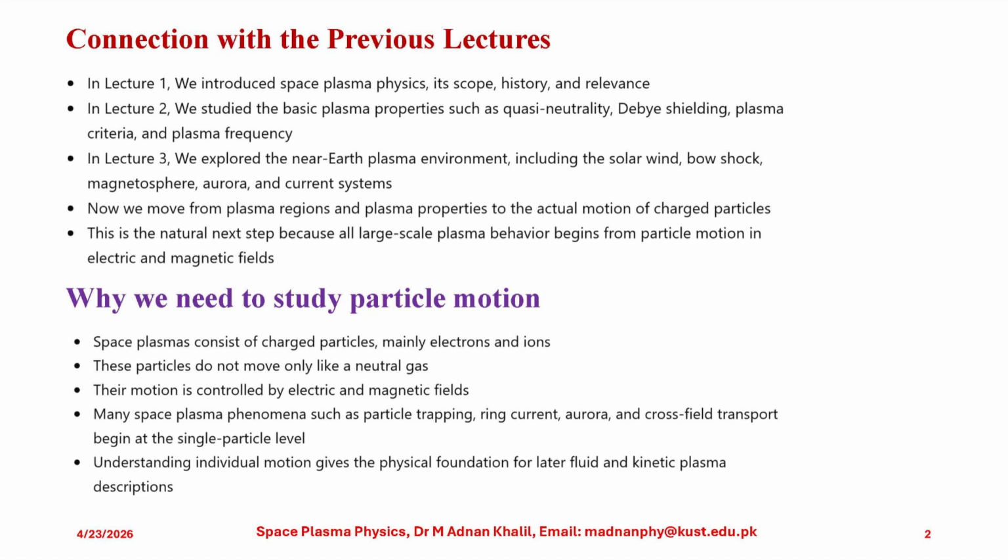All of those regions and phenomena are populated by charged particles, so the next logical step is to understand how those particles actually move. This is why particle motion must be studied. Space plasmas are made of electrons and ions, and these particles do not behave like the molecules of a neutral gas. Their motion is controlled by electric and magnetic fields. Many important space plasma phenomena, such as ring current formation, auroral precipitation, and cross-field transport, begin at the single particle level. Understanding individual motion gives the physical basis for later fluid and kinetic descriptions.